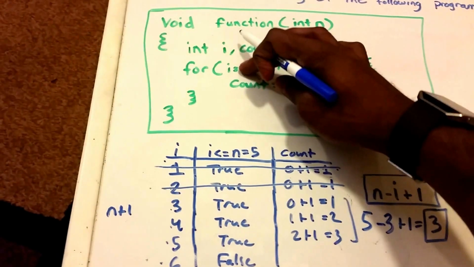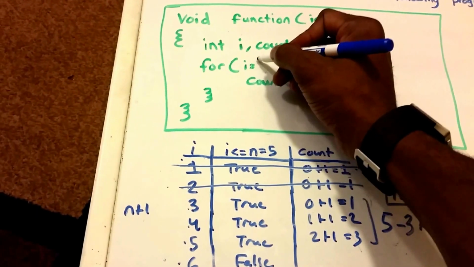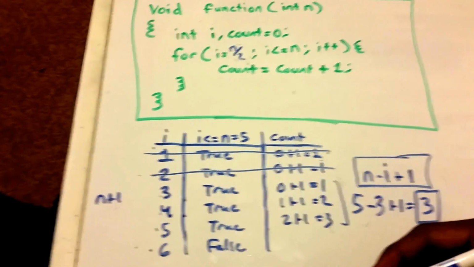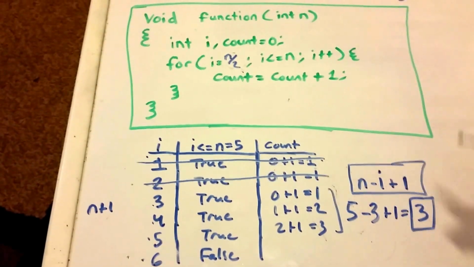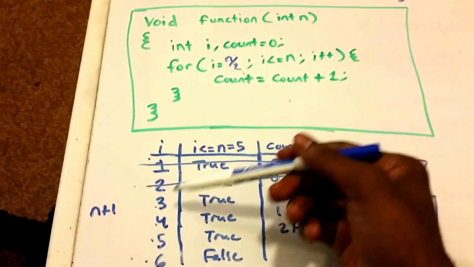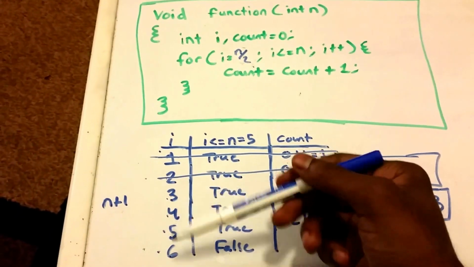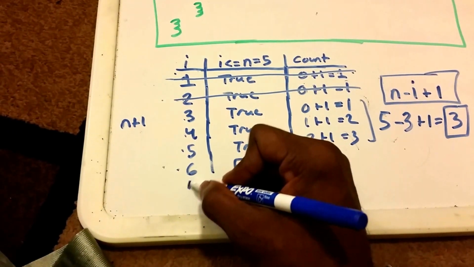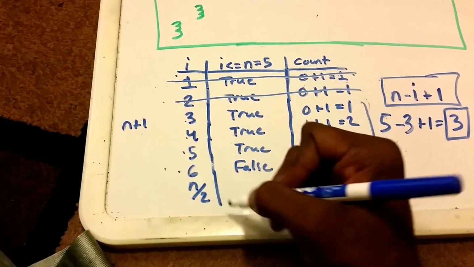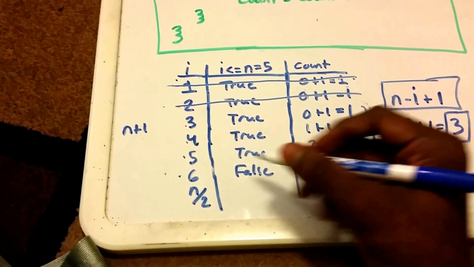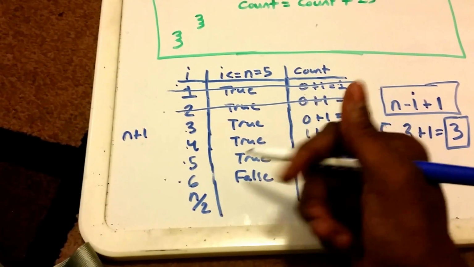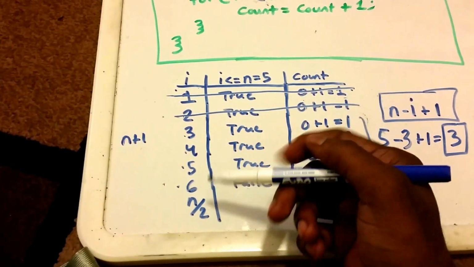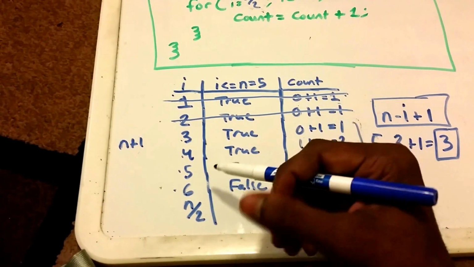Now let's get back to our original problem, which was n divided by 2. So how many times does this run? For if i was n divided by 2. So i is no longer a specific number here. Now i is n divided by 2, right? So in this case, something like 5 divided by 2 would give me 2.5. But because i is an integer, it just rounds down to 2.